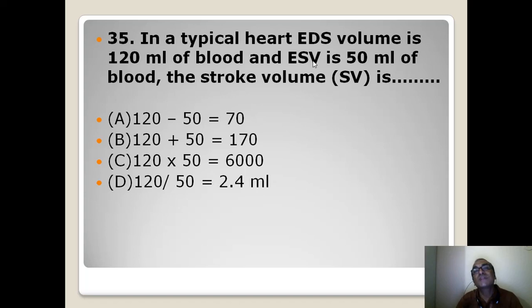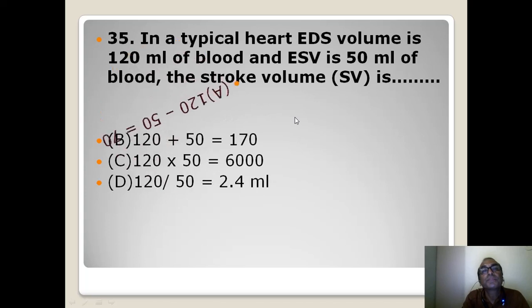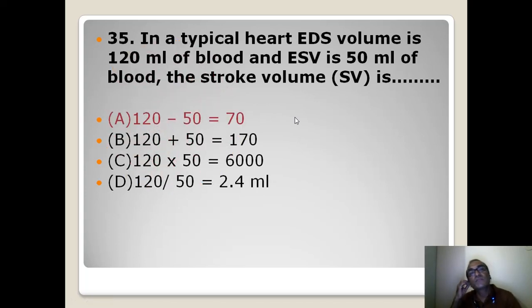So what is that volume of the blood entering into the two main arteries? We have to subtract that volume from EDS. EDS is 120 ml given, and ESV is 50. So SV equals EDS minus ESV. The right answer will be A, 120 minus 50 equals 70 ml.